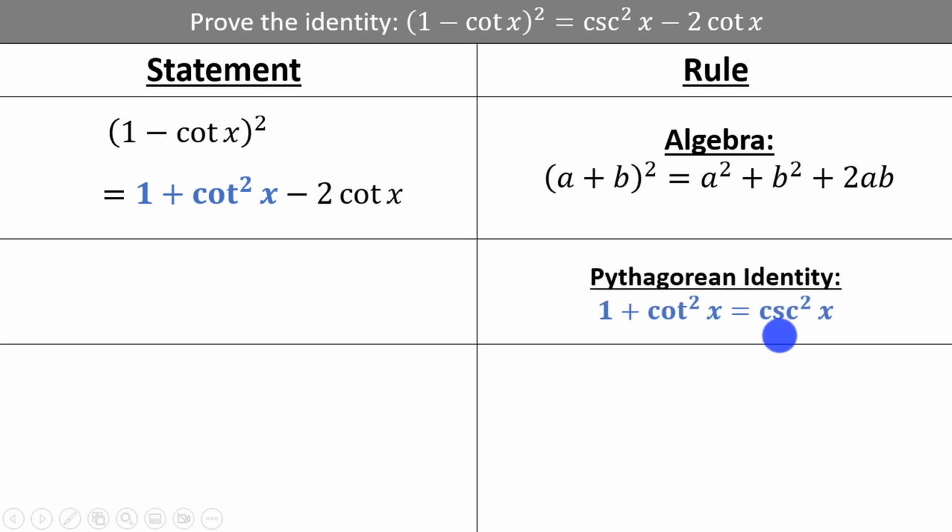Next, you should hopefully recognize that 1 plus cotangent squared of x is a Pythagorean identity. Specifically, this is equal to cosecant squared of x. So our next step will be to substitute cosecant squared of x in for 1 plus cotangent squared of x. The result will be cosecant squared of x minus 2 times cotangent of x. At this point, we have completed our proof. We have manipulated the left-hand side of the equation so that it matches the right-hand side, so we are finished.